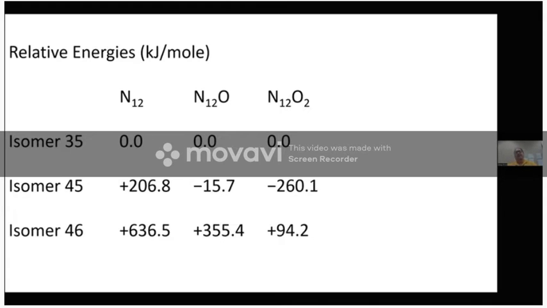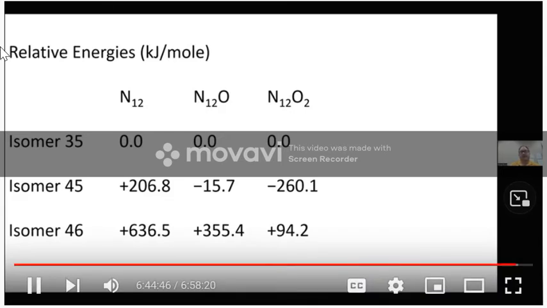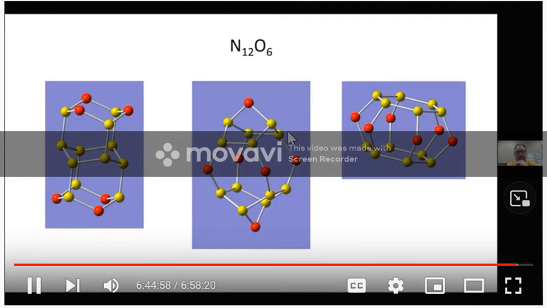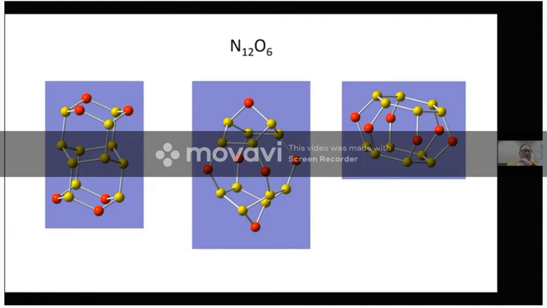Now, what would happen if we keep going? Could I go O3, O4, O5? Yeah, sure we could, but for the sake of time, I'm choosing to jump ahead. Let's move to the next slide here. What if we oxygenated these structures a lot? I'm going directly to N12O6 here. And you can see all of the structures now have 6 oxygen atoms.